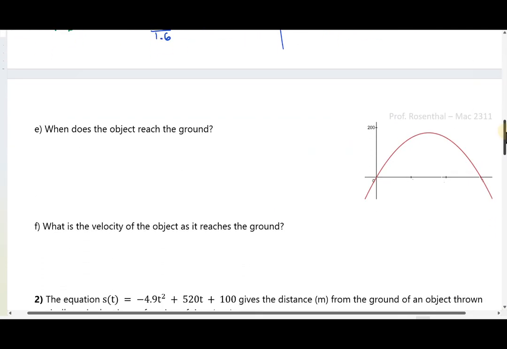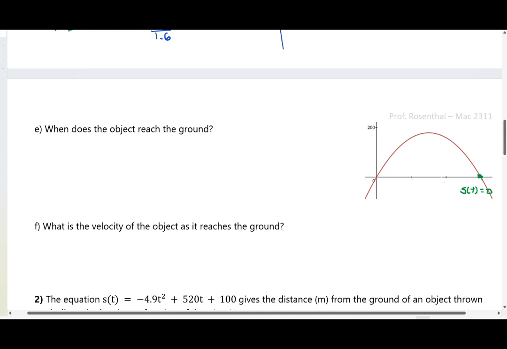When does the object reach the ground? Okay, so for this one, we know the distance from the ground will be 0 at that moment. So we want to find when does this point occur. So at that moment, we know s of t will be equal to 0.